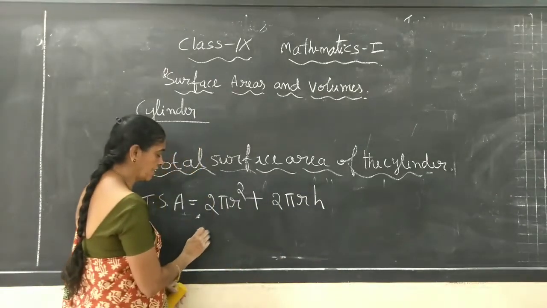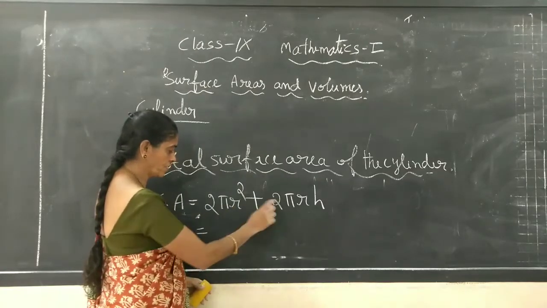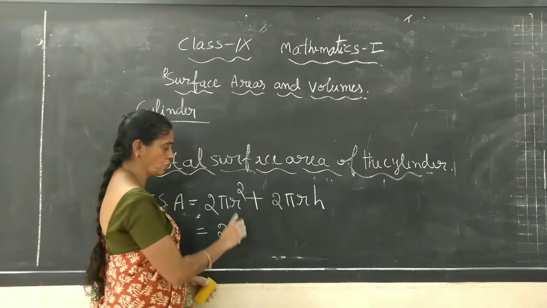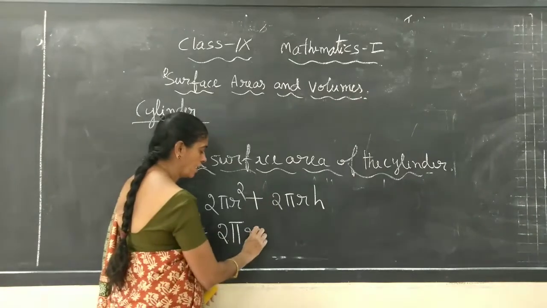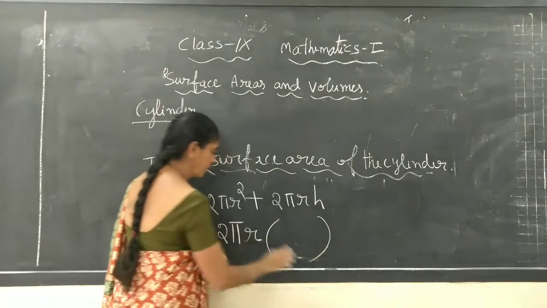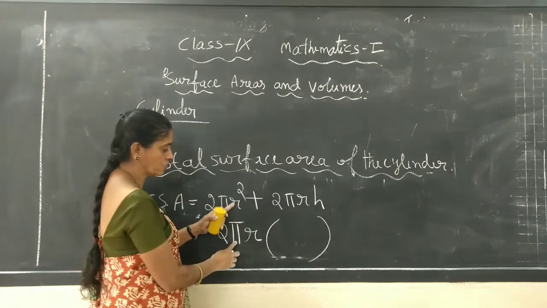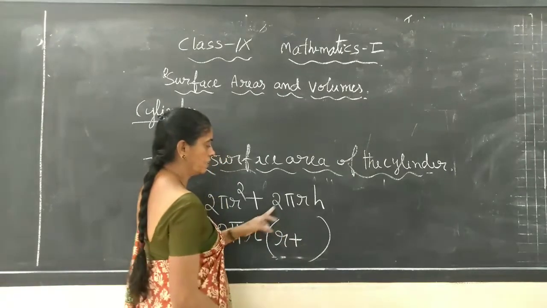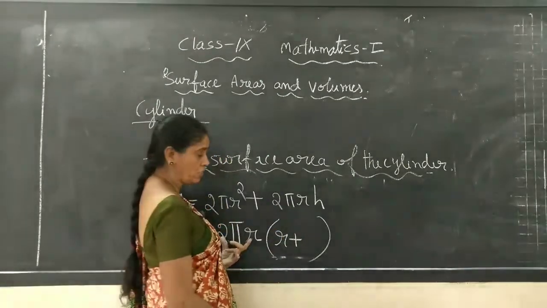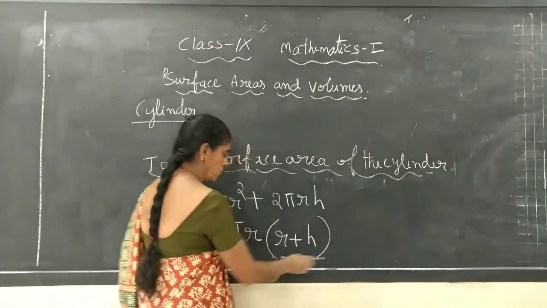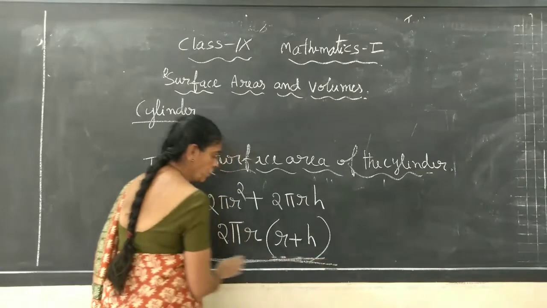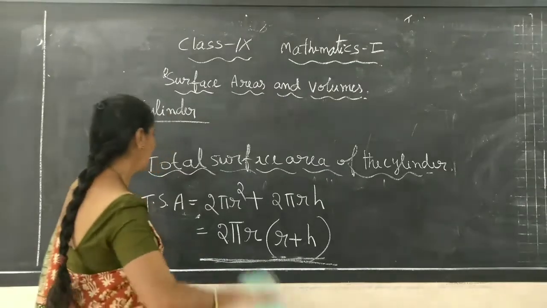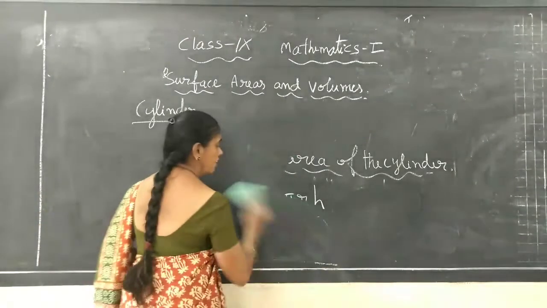To remember it very easily, I will bring out the common factor. 2 is common, I will keep it outside. Pi is common, I will keep it outside. And what is common in these two? Here r square is there, here r is there, so one r I will keep outside. Inside I get r from the first term, and from 2 pi r h, with 2 pi r kept outside, what is left is h. So this is the second formula we use to find the total surface area of the cylinder. Understood? If you want, I will write it. You can take it down.